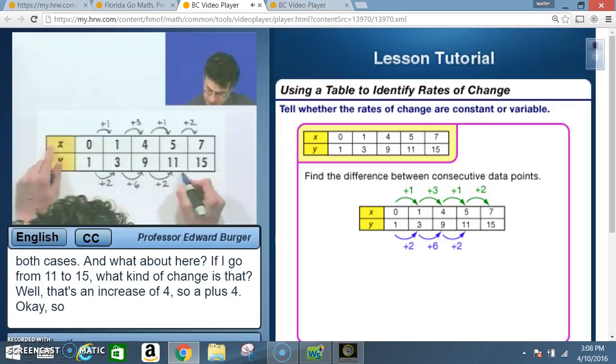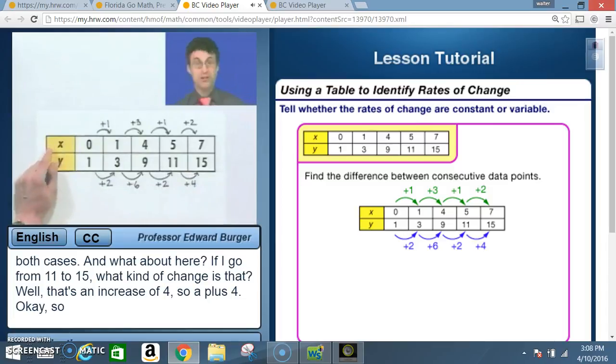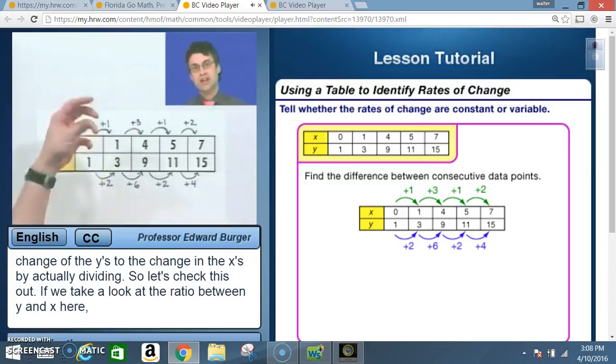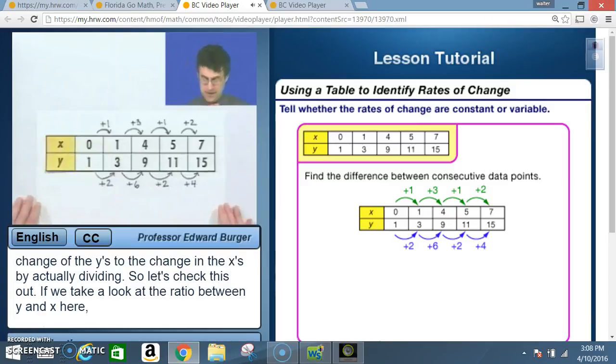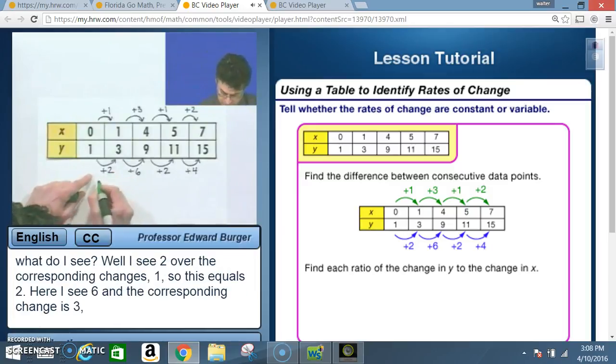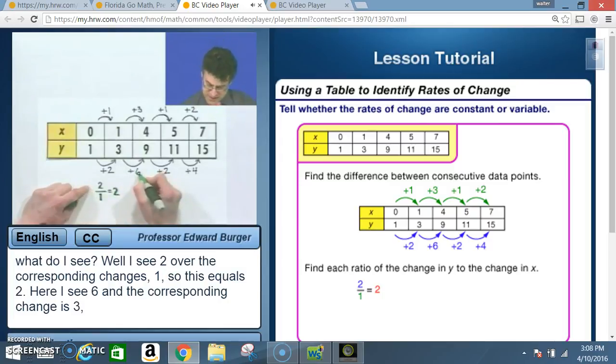And what about here? If I go from 11 to 15, what kind of change is that? That's an increase of 4. So plus 4. Okay, so now I have all these values. What do I do with them? Well, we've got to think. We're looking for rates of change. We want to compare the change of the y's to the change in the x's by actually dividing. So let's check this out. If we take a look at the ratio between y and x here, what do I see? Well, I see 2 over the corresponding change, which is 1. So this equals 2. Here I see 6.